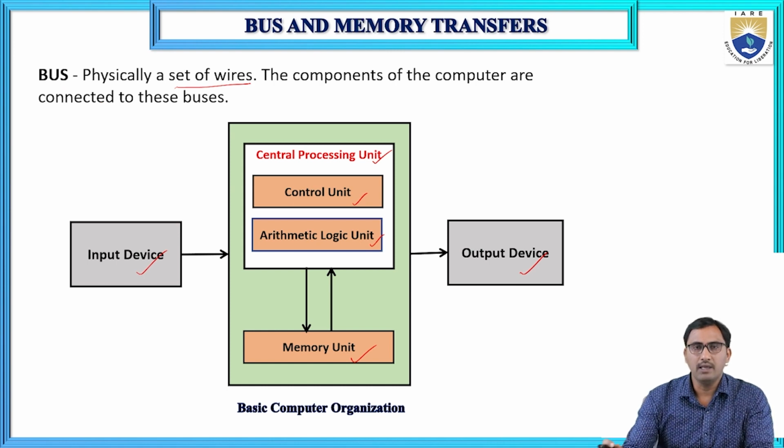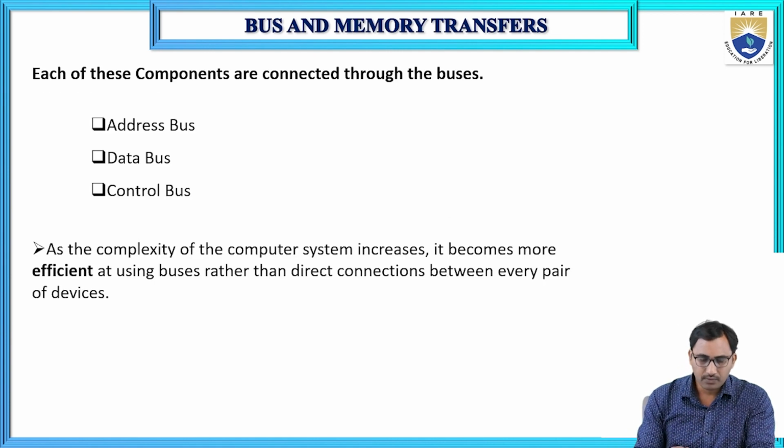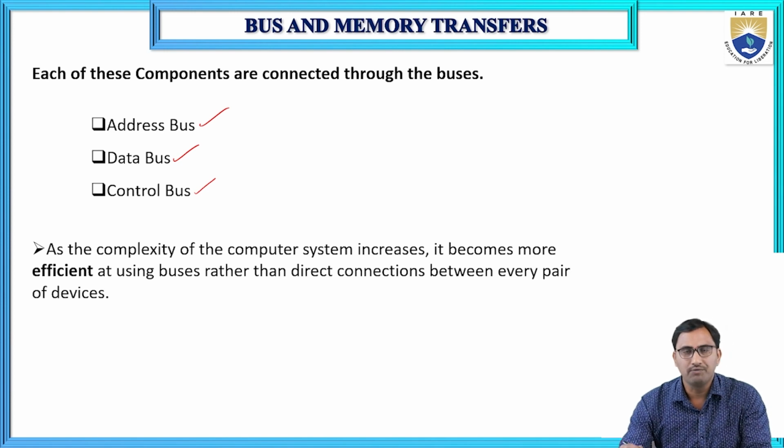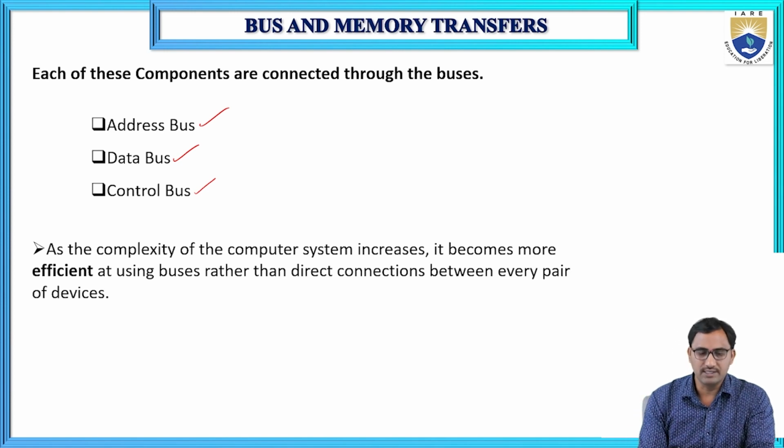So mainly we have three types of buses: the address bus, data bus, and the control bus. Based on the type of the information they carry, the buses are classified into these three types. First one is the address bus. Address bus means a set of wires that can be used to carry the address information.